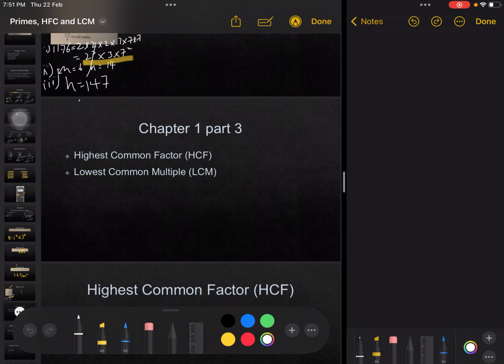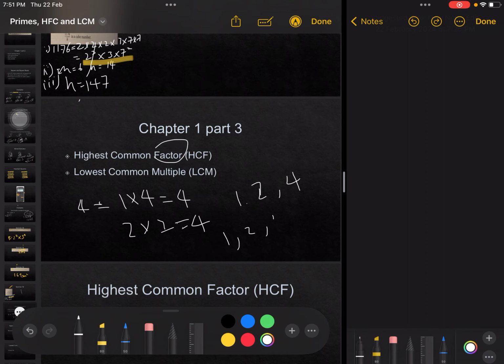Okay, so what are factors? Let's say for example you have a number 4. Its factors will be, because 1 times 4 equal to 4, and 2 times 2 equal to 4. So factors of 4 are 1, 2, and 4. Factors of 10 will be 1, 2, 5, and 10. Something like that. So these are factors.